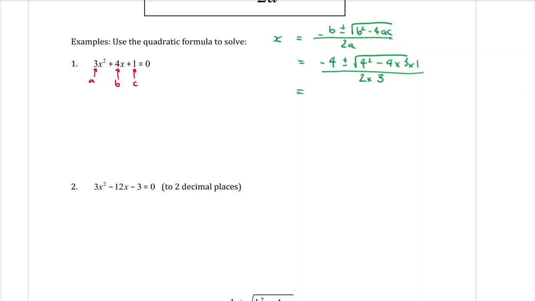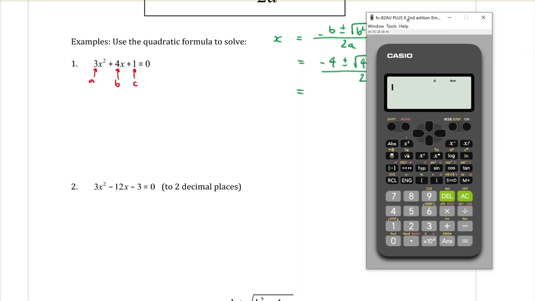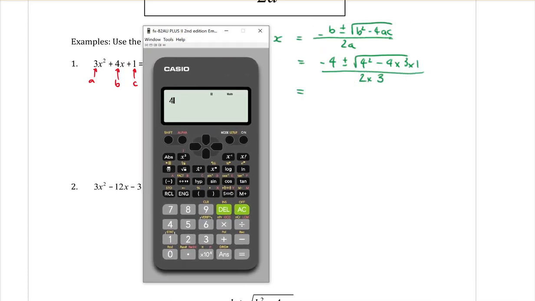Now, depending on what the question asks you to do, sometimes the questions will ask for decimal places, like this one down here. Sometimes the questions will specifically ask you to leave your answers exactly. Okay, so I'm going to proceed with this one in an exact form for a little while. The first thing you would do is to work out what is underneath that square root sign. So you can type it into your calculator, just the 4 squared minus 4 times 3 times 1. Okay, equal to 4. Okay, that's nice.